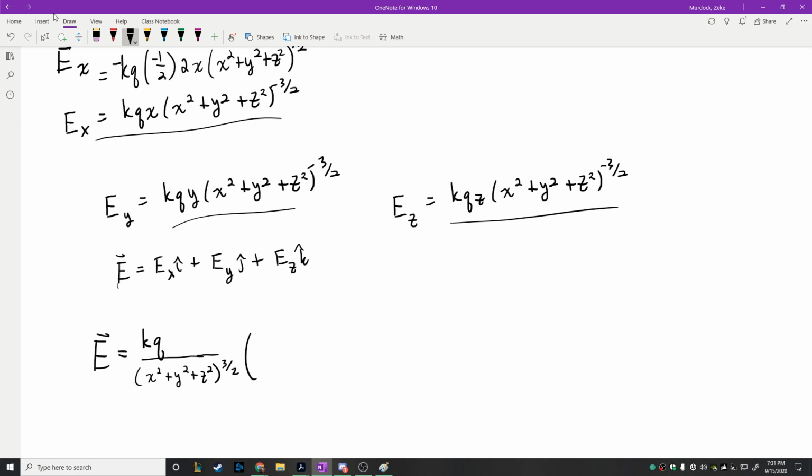And then I'm going to have... This one has a y in it, this one has an x in it, and that one has a z in it, and I just multiply those things by this. So it's going to be x i hat plus y j hat plus z k hat. And this would be the electric field as a function of x, y, and z.